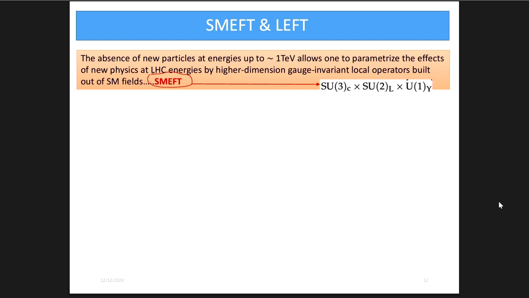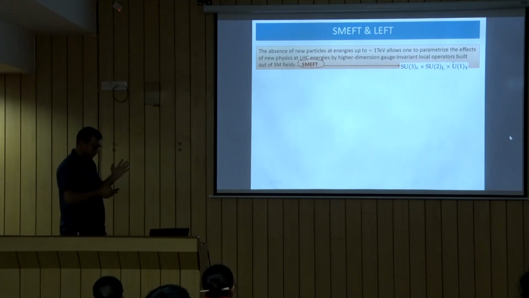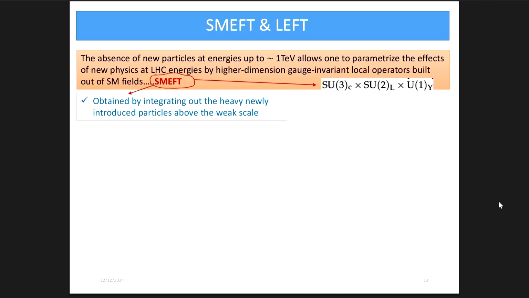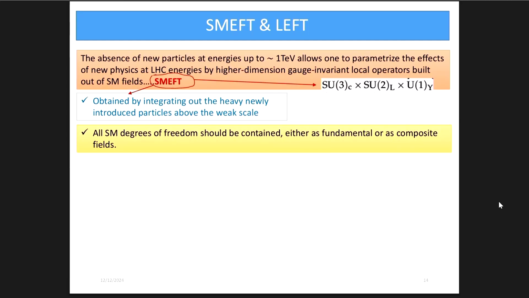So, following this gauge invariance, you write all possible operators, following various other things. I am not going to detail those things, there are papers on it. And so, what do you do here? You are assuming that you have integrated out the heavy scale physics, the new particles that you have, and all standard model degrees of freedom should be contained within the framework, and it may be a fundamental particle or it could also be composite fields.